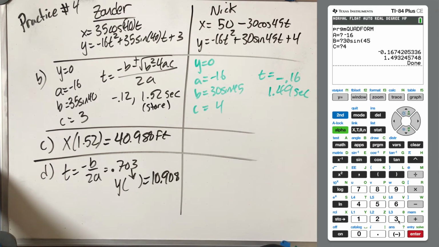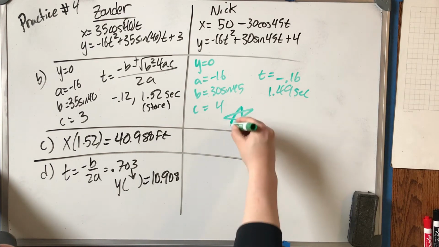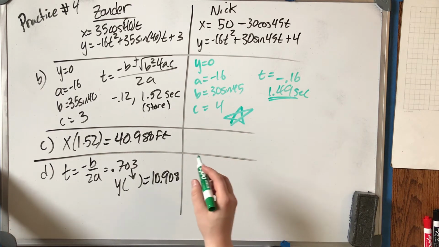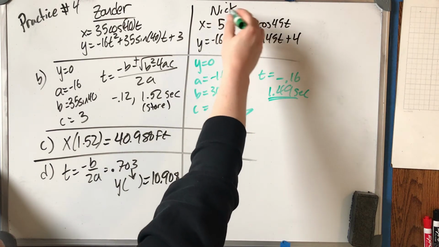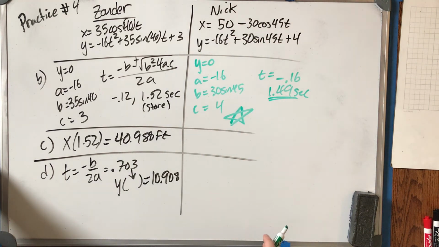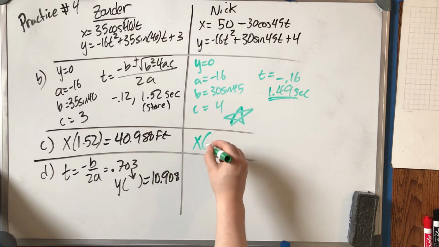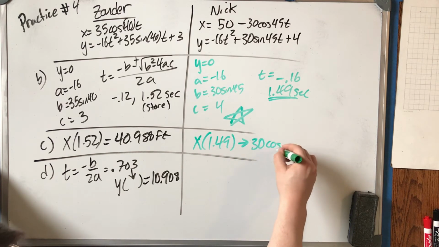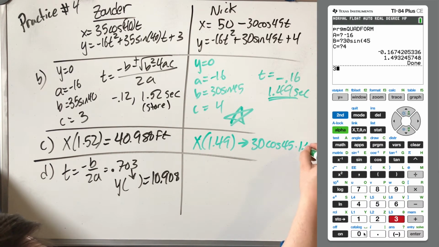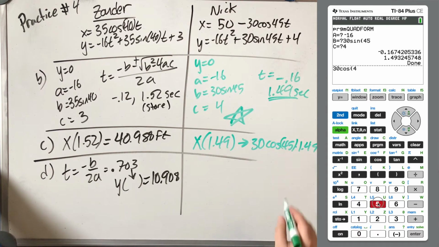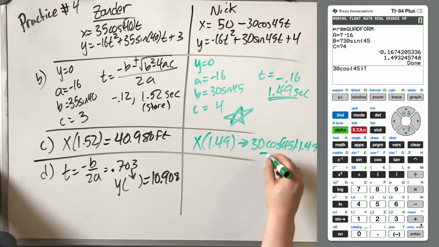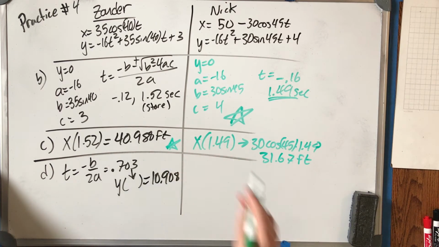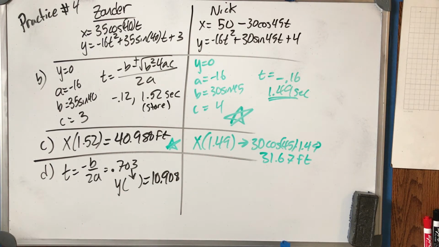Okay, so I want to know whose ball hit the ground first, so it's going to be Nick again. And I'm going to take that stored value, and again, I don't care about this 50 part or the fact that he's throwing it negative. I just want to know how far he threw it, so I'm doing a modified x equation here, just plugging it into the 30 cosine 45 times t at 1.49, and when I do that, I will get 31.67 feet. So that means that Xander threw the ball further.